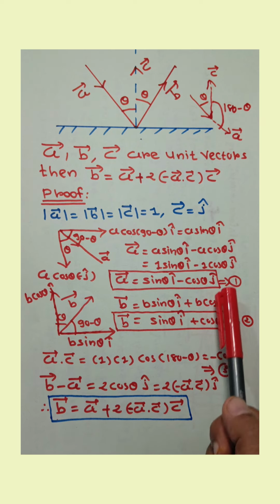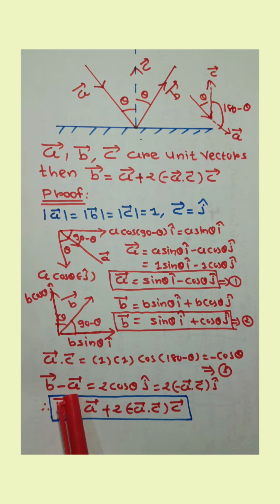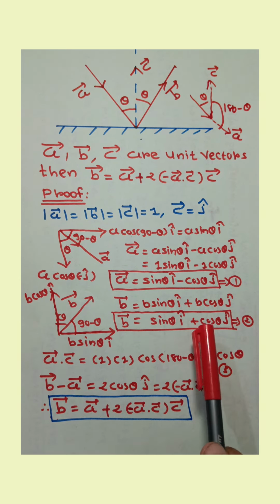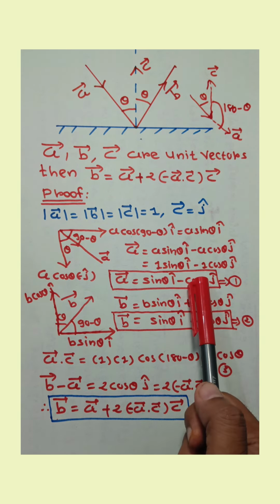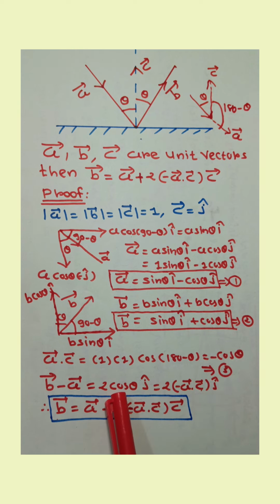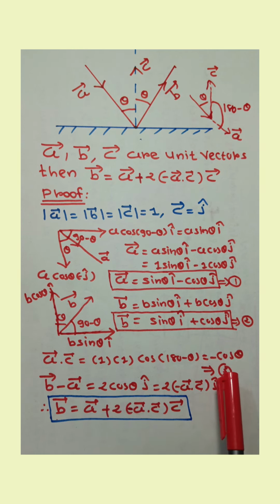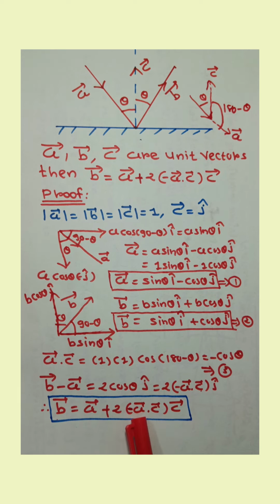Now equation 2 minus equation 1, B minus A. Sin theta is cancelled. Cos theta j minus minus cos theta j becomes plus cos theta j, that is 2 cos theta j. Now substitute cos theta equal to minus A dot C from equation 3 here. So B vector minus A vector is 2(minus A dot C) times j, but j caret is equal to C vector here. So B vector is equal to A vector plus 2(minus A vector dot C vector) times C vector. Thank you.